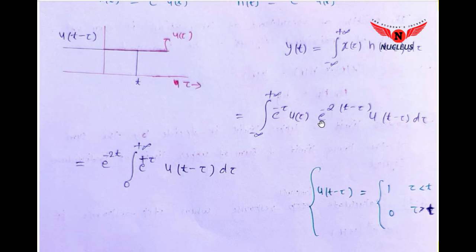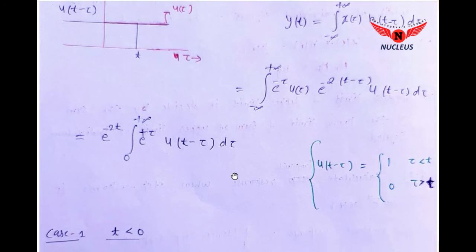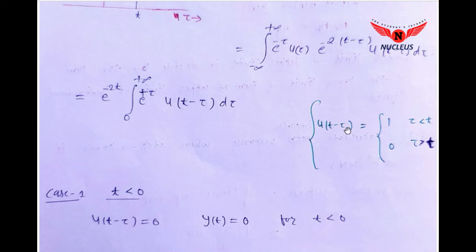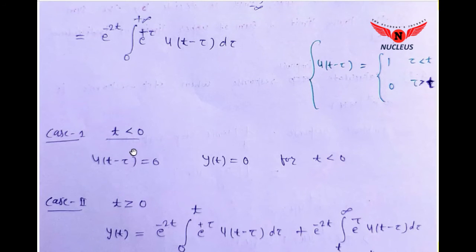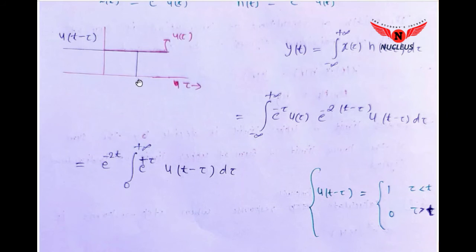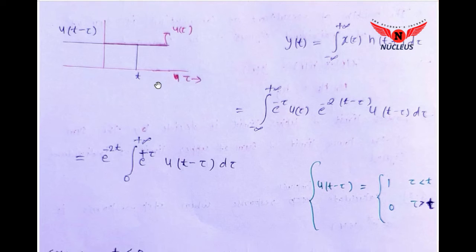From this equation you can write that u(tau) is defined for tau greater than 0. So you can write e^(-2t) integral from 0 to plus infinity of e^(tau)u(t minus tau). Now define the u(t minus tau) function: when tau is less than t it gives 1, and when tau is greater than t it gives 0. To solve this question, let's take t less than 0. When t is less than 0, u(t minus tau) is also 0.